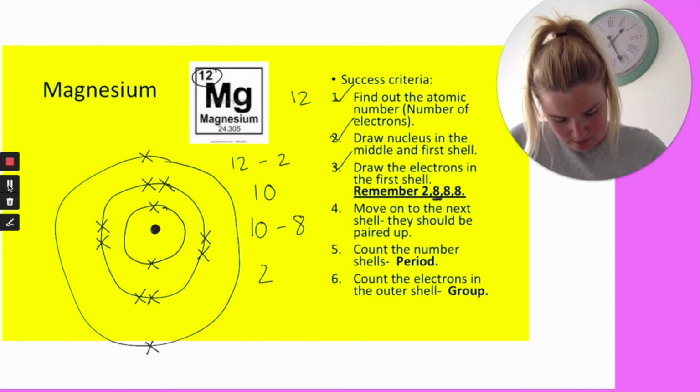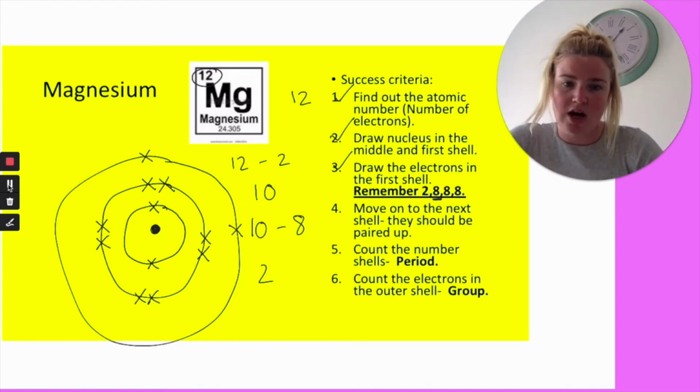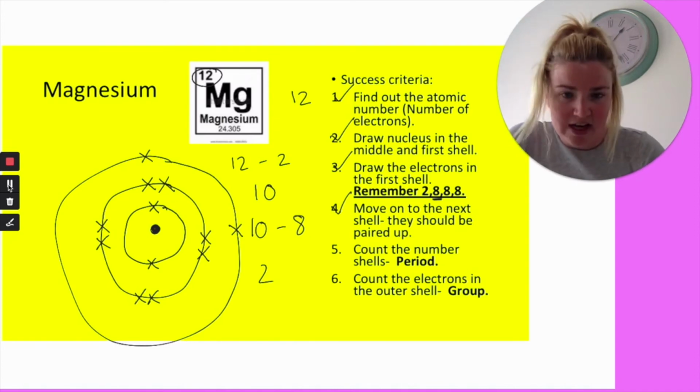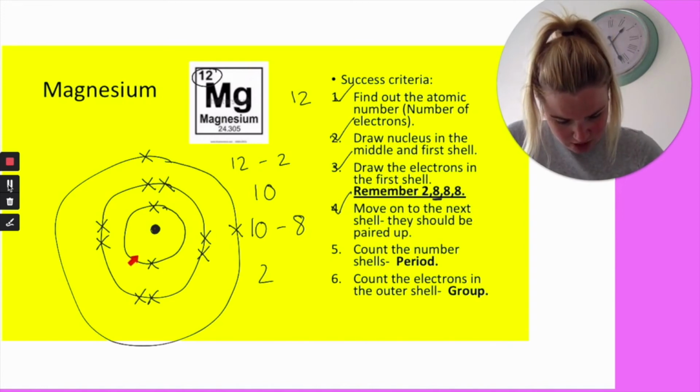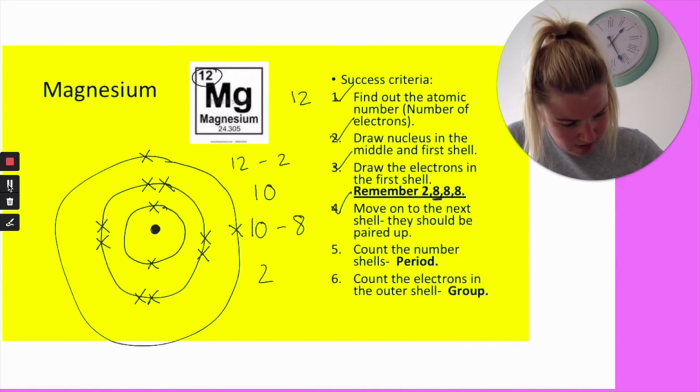Okay, it's gone like that. So we're going around our circle. Okay, so make sure you're counting, remembering how many can fit in each shell. Count the number of shells. So I've got 1 shell, 2 shells, 3 shells, okay? So my period is going to be period 3.